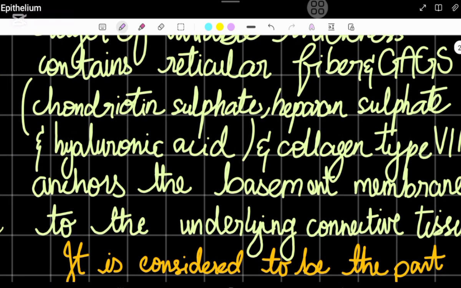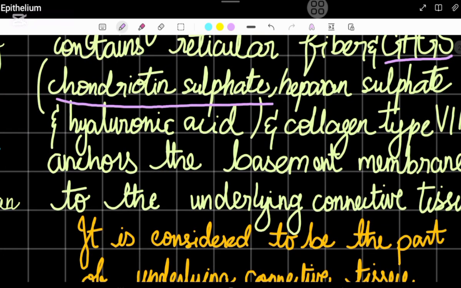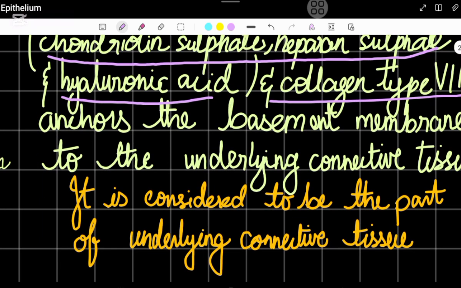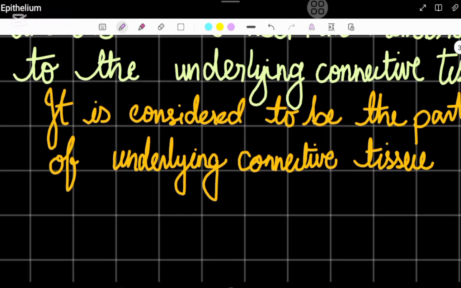You will discuss this in biochemistry. Chondroitin sulfate, heparan sulfate and hyaluronic acid are types of GAGs. You must have discussed this in the carbohydrates chapter, in the polysaccharides. And collagen type 7, you will discuss this in biochemistry. Type 4 collagen and type 7 collagen are usually limited to the basement membrane and underlying connective tissue. It is considered to be part of the underlying connective tissue.